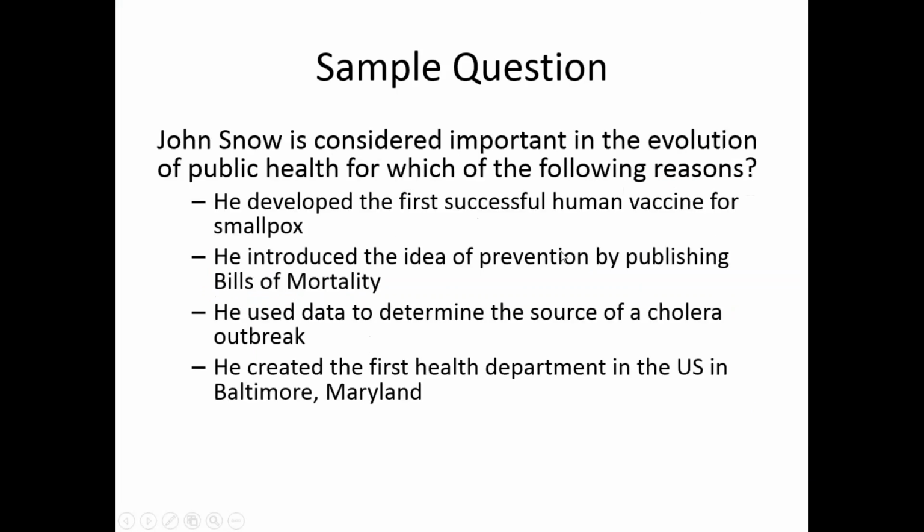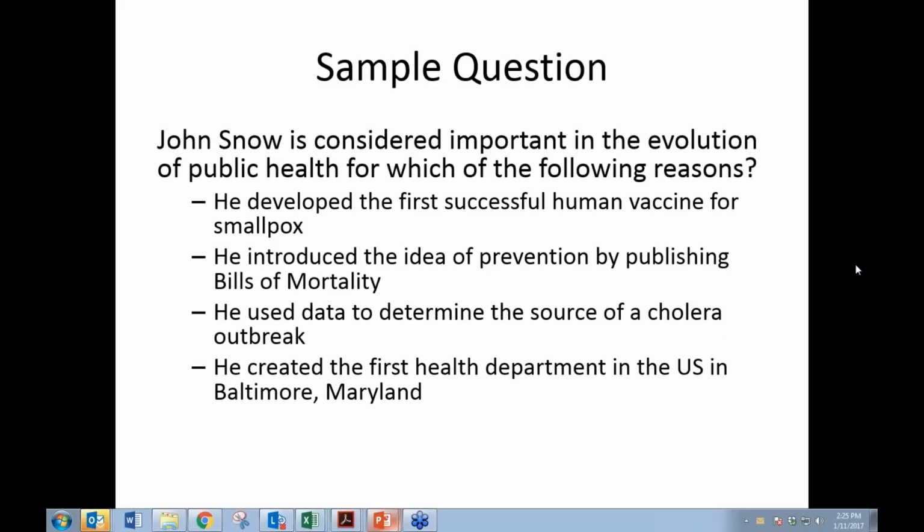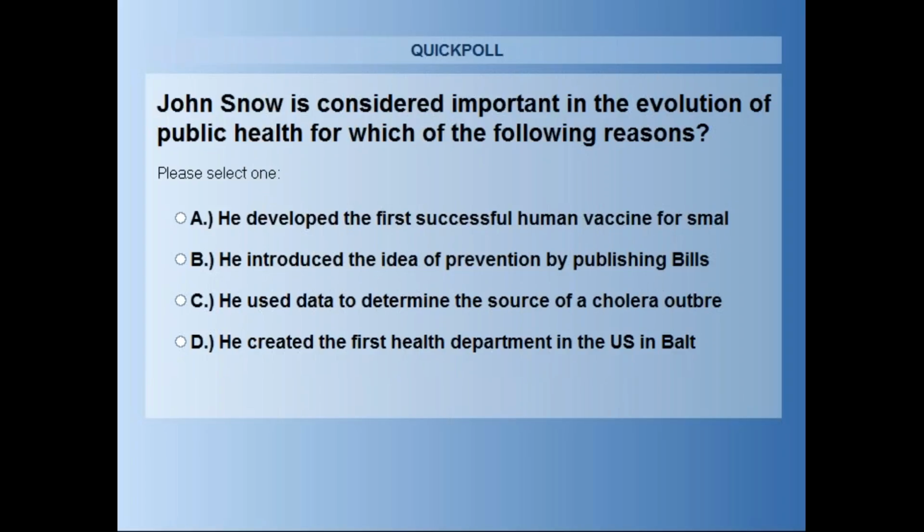Okay. The next question is, John Snow is considered important in the evolution of public health for which of the following reasons? He developed the first successful human vaccine for smallpox. He introduced the idea of prevention by publishing bills of mortality. He used data to determine the source of a cholera outbreak. Or he created the first health department in the U.S. in Baltimore, Maryland. And I'll launch the question now. Go ahead and key in your answer.